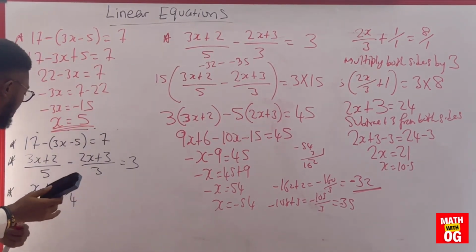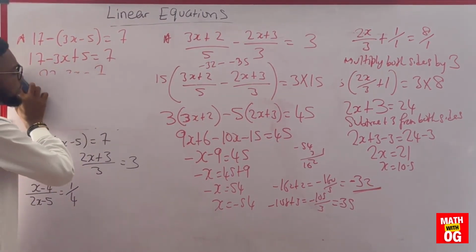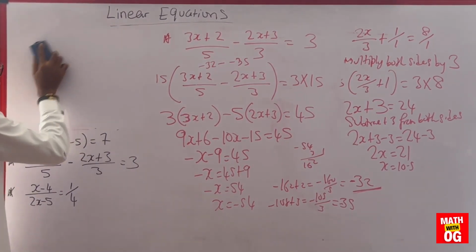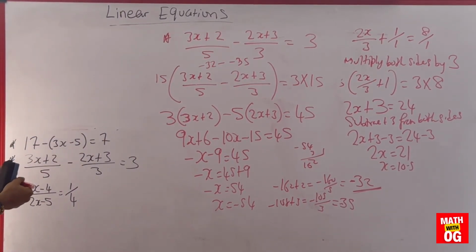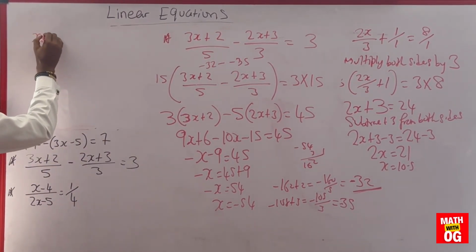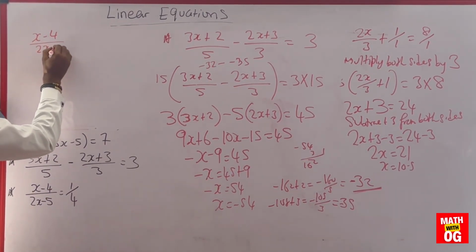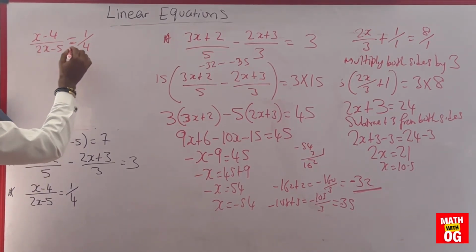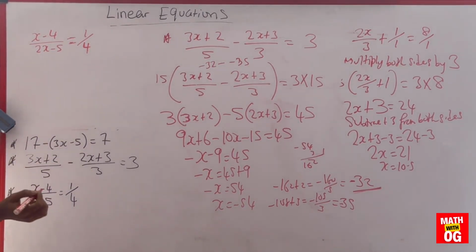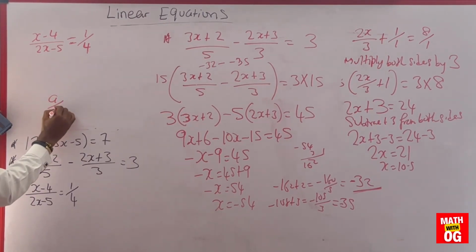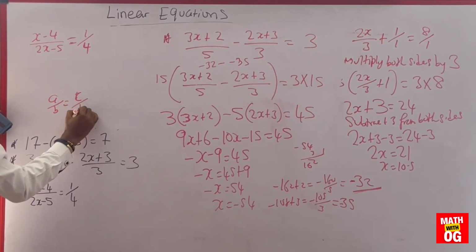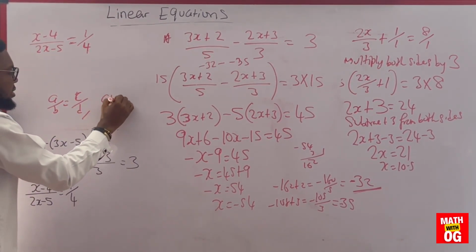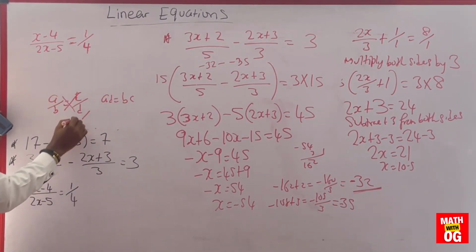Now over to the last question. You are given (x − 4)/(2x − 5) = 1/4. Now, we'll do what we call cross multiplication. I believe you guys have heard of it already. A over B is equal to C over D. It's the same thing as AD equals BC, and we say we cross multiply.